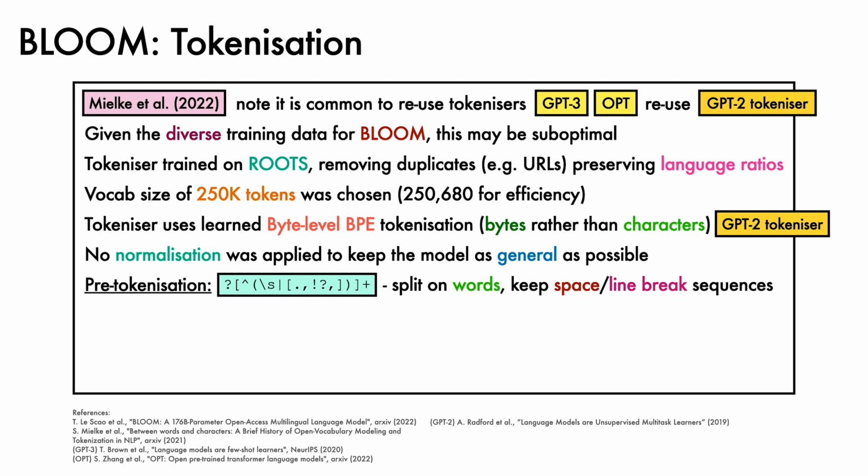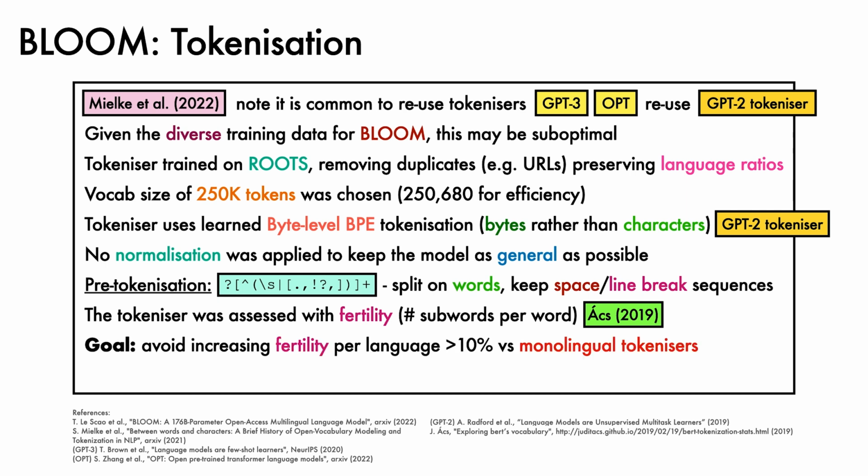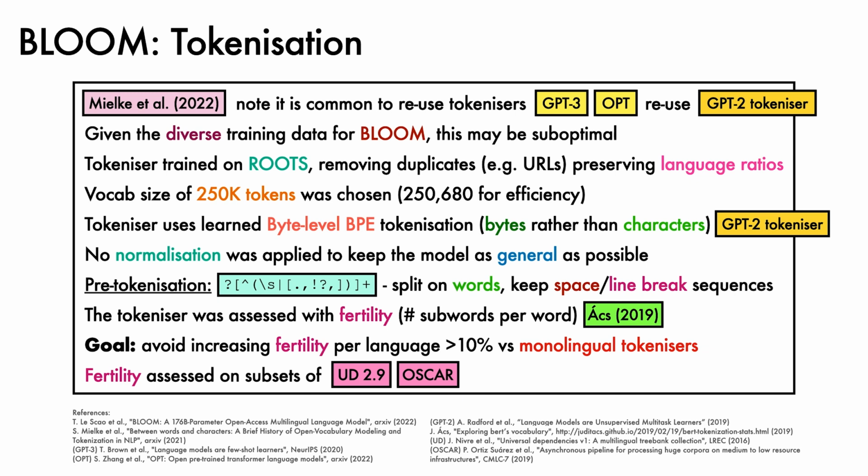Each of these choices was sanity checked by computing the fertility of the tokenizer for various languages. This is the number of subwords produced per word, a metric discussed by Ács in the context of tokenization. The goal was for the BLOOM tokenizer to avoid increasing fertility on each language by more than 10% versus some standard monolingual tokenizer baselines. This was assessed on subsets of Universal Dependencies 2.9 and OSCAR. This goal was mostly achieved. There was a 13% increase in fertility for Arabic, but otherwise solid.